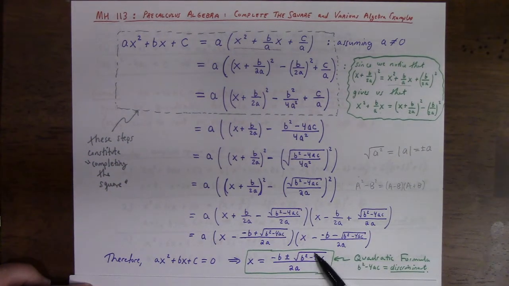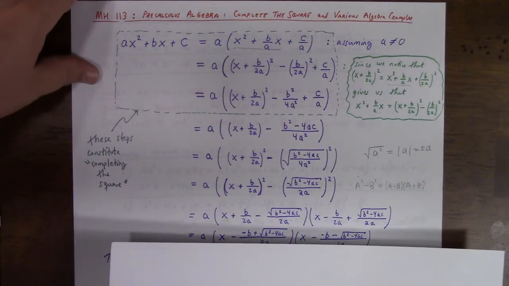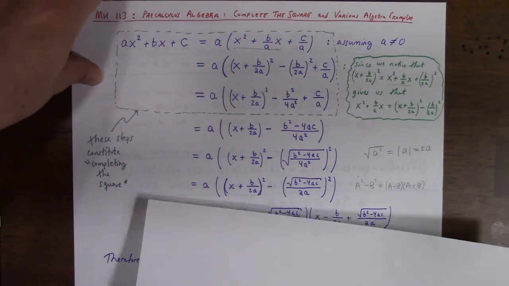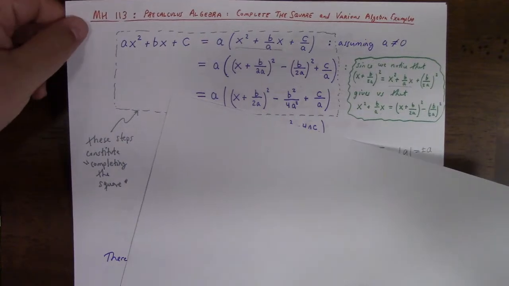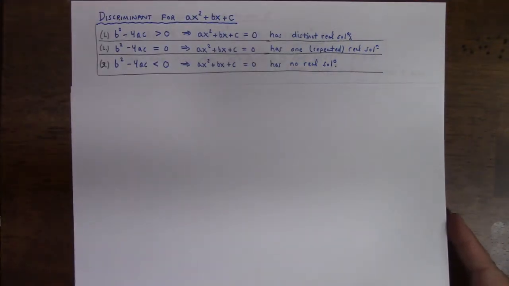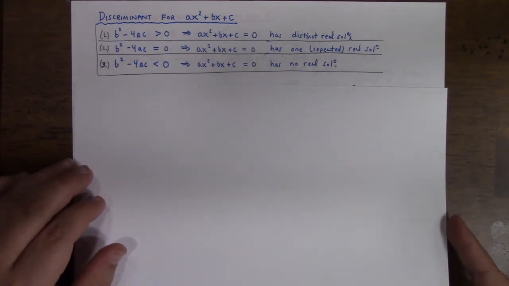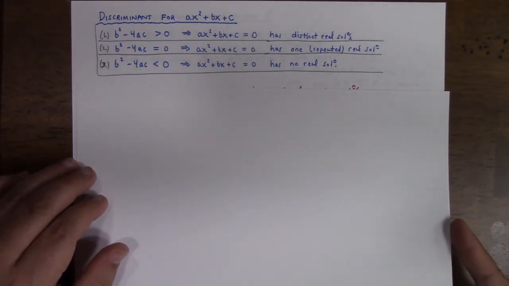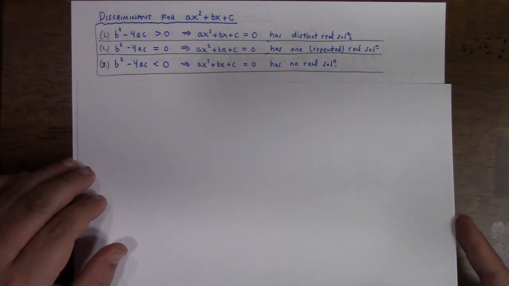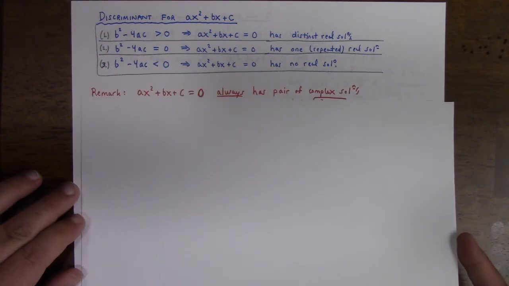The thing inside the square root is called the discriminant of the quadratic. There are other discriminants for other polynomials which are more complicated, but that's how it works for a quadratic. Generally speaking, the discriminant of a polynomial expression tells you something interesting about it. So here's the rundown. When the discriminant's positive, you have distinct real solutions. When the discriminant's negative, you have no real solutions. You actually have a pair of complex solutions. And in the middle, when the discriminant's 0, you have repeated real solutions.